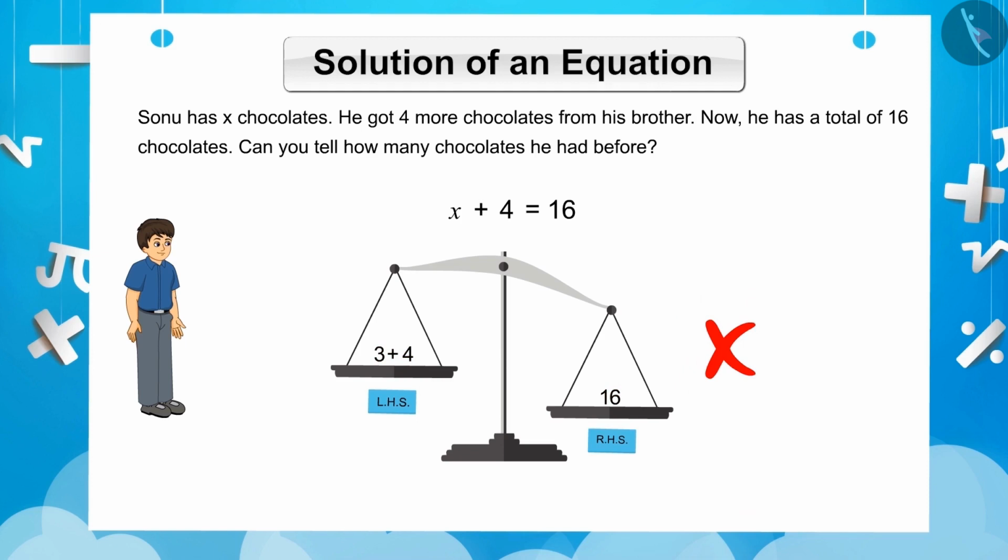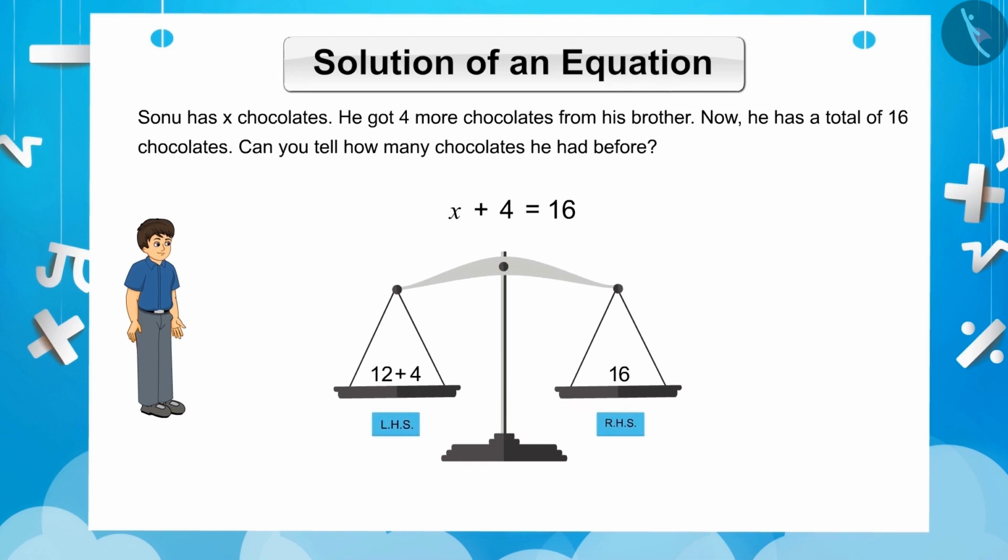Now let us put 12 in the place of x. As you can see, now LHS and RHS are equal. Therefore, the value of x is 12. Thus, the correct solution of x is 12. Similarly, for different values of x, the equation will not be balanced. This means this equation has only one solution, and that is x is equal to 12.